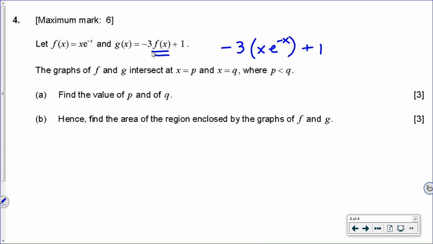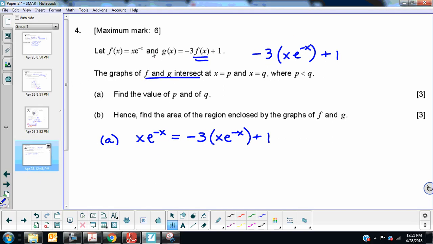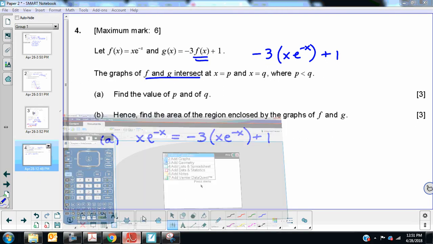If you're looking for where two functions intersect, you can set them equal to each other. That's usually worth a point if you're showing it on the paper, even if that's all you know to do. But also, hopefully, it'll occur to you that since it's a calculator question, you can figure out where these two functions intersect graphically. So let's go to a calculator, add a graph, and see what the intersection points are.